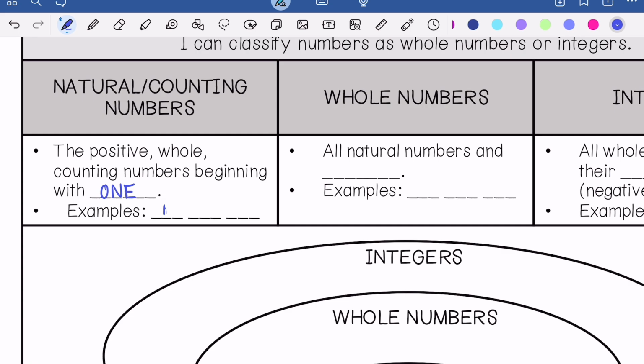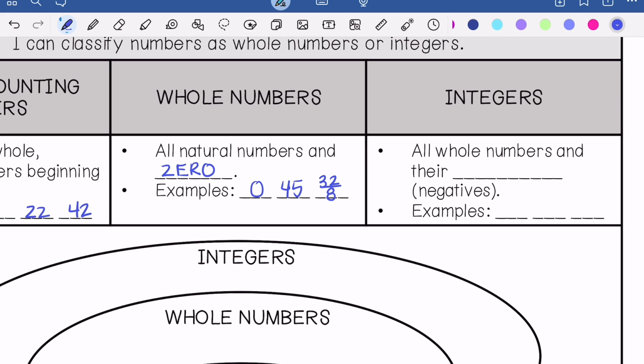Some examples are 1, 22, 42. Whole numbers are all natural numbers and 0. So examples could be 0, 45. And this is basically a division problem written as a fraction. 32 divided by 8 is 4. So that 4 is a whole number.